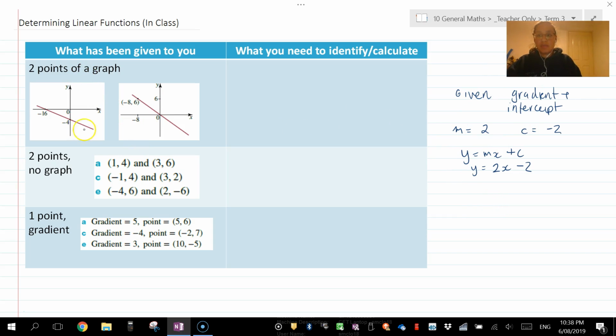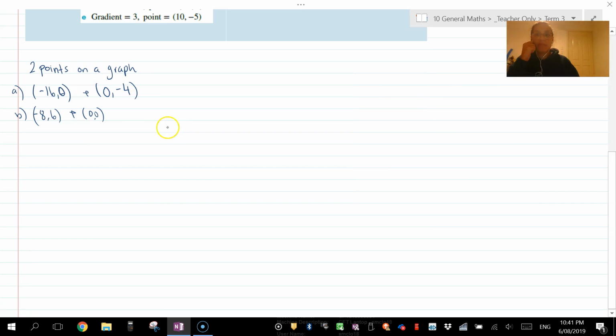What we're going to look at is what you need if you've got 2 points on a graph. So I've got that information here. I've just extracted those points on there. And the first thing I'm going to do is determine my gradient. So to find the gradient, m equals y2 minus y1 over x2 minus x1.